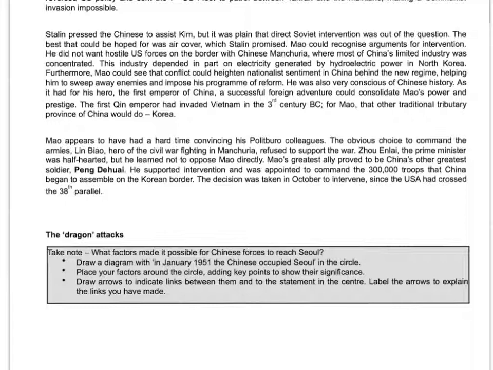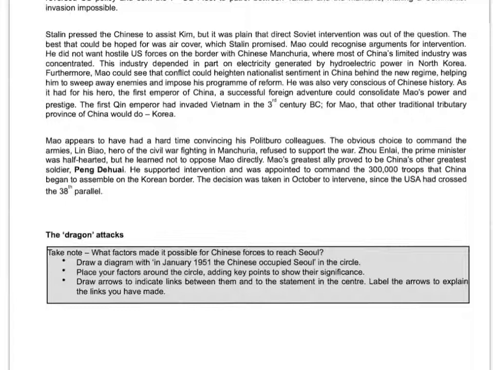Furthermore, Mao could see that the conflict could heighten nationalist sentiment in China behind the new regime, helping him to sweep away enemies and impose his program of reform. He was also very conscious of Chinese history, as was his hero, the first emperor of China. A successful foreign adventure could consolidate Mao's power and prestige. The first Qin emperor had invaded Vietnam in the 3rd century BC. For Mao, that other traditional tributary of China would do: Korea.